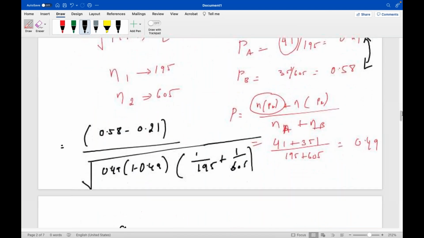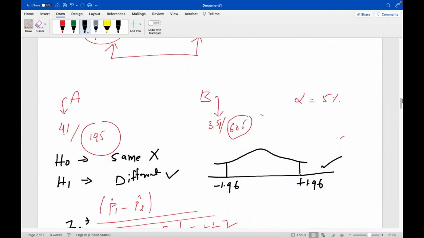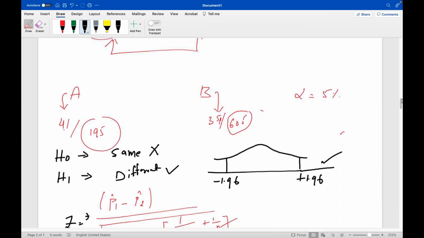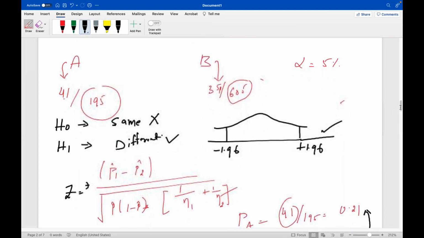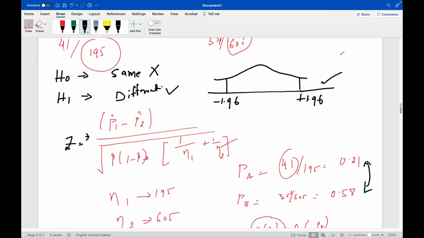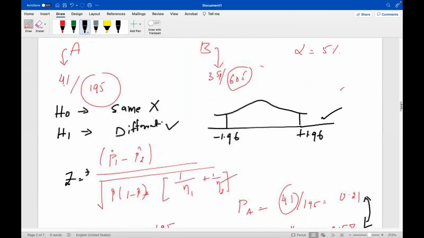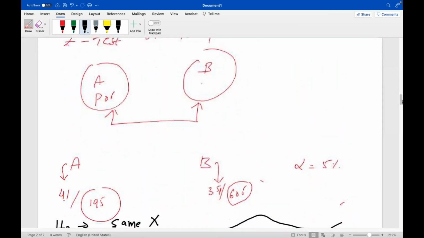Because my Z value is not within the range of plus or minus 1.96. It is more than 1.96, which is in the rejection area. So I am rejecting the null hypothesis, and we are stating that drug A and drug B are performing differently, not in the same range, not the same quality. Clear? So in that situation, this Z test of two proportions is performing well.